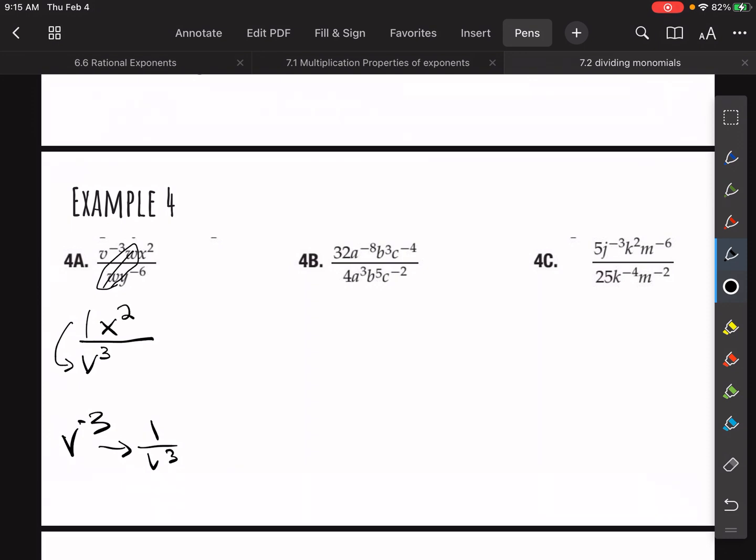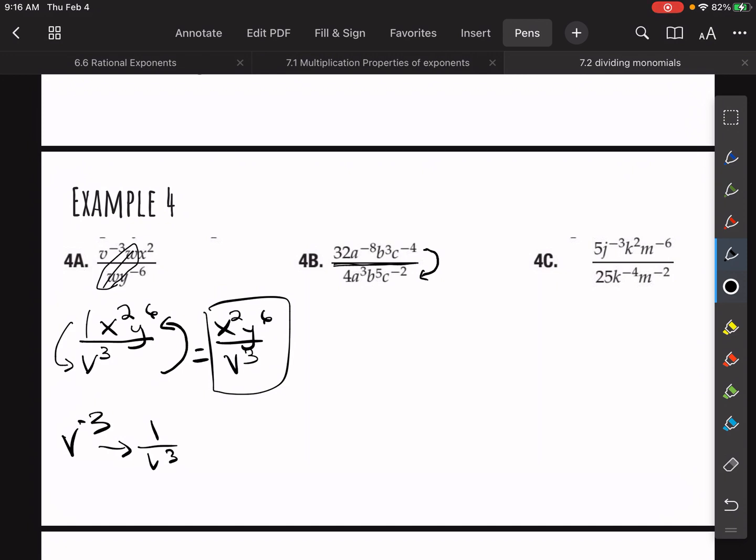And then I have x squared on top. And then on the bottom I have y to the negative 6, but if I want to change that to positive, I can just move it up here, right? So that becomes y to the 6th up there. Let's just clean this up a little bit. This is x squared y to the 6th over v to the 3rd power. Okay, so we're messing around with moving negatives. Whenever you have a negative, if you move it to the other side of the fraction bar, it turns positive. And that's an important part.